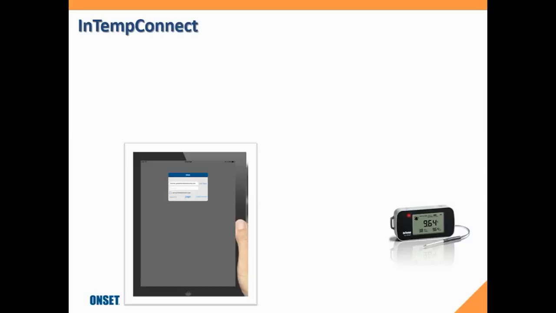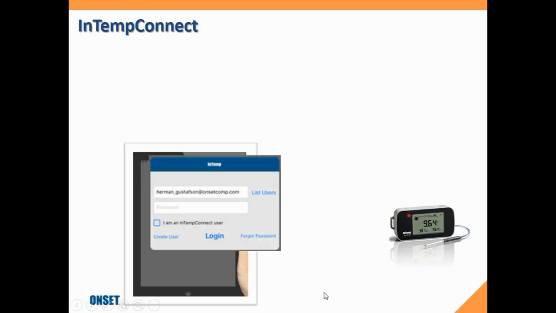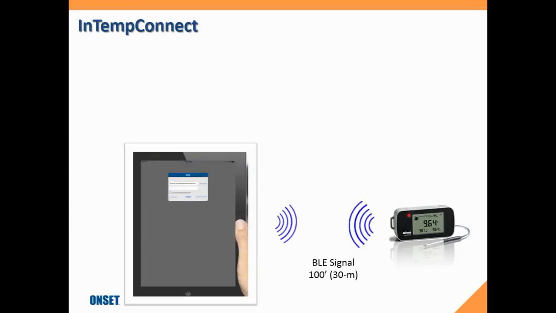The other way you can interact with your data loggers is using the InTemp Connect cloud service, where you use your smartphone or tablet to communicate between the data logger and the cloud or the internet. So the way that would work is when you log into your InTemp Connect account this time, you would check off I am an InTemp Connect user. And again, your login credentials here, your username and password would have to match what are on your InTemp Connect account. You would interact the same way between the data logger and the tablet or smartphone.